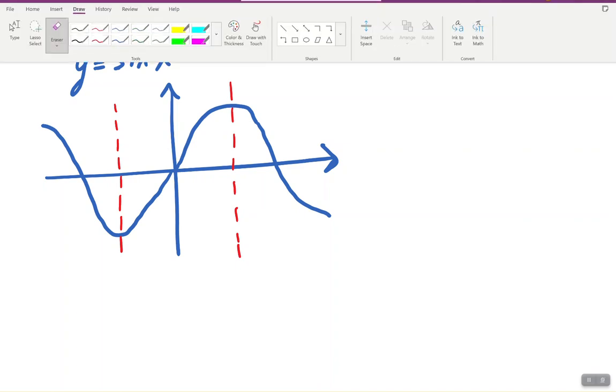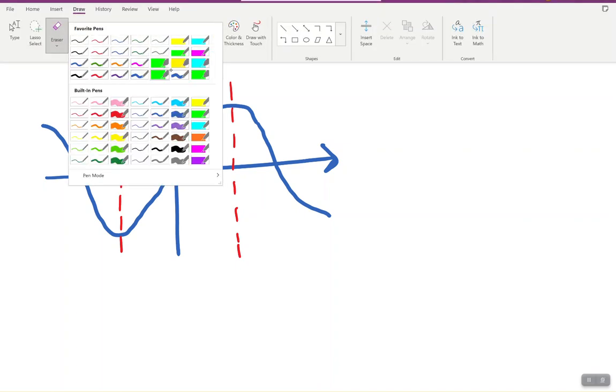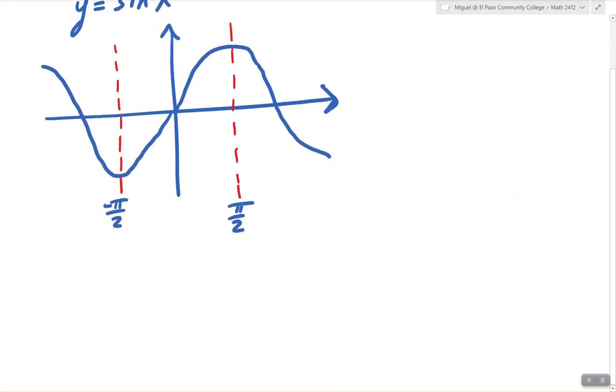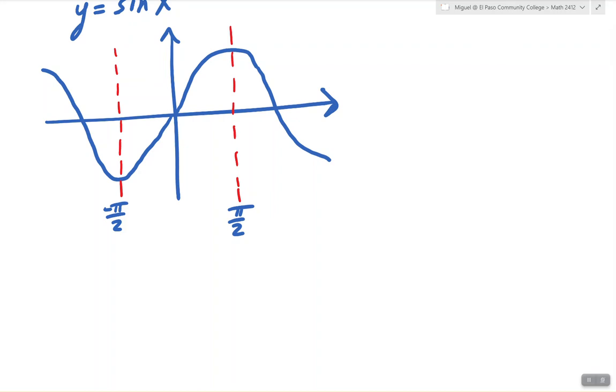So for this reason, when we work with inverse trig functions, you'll have a domain that you have to worry about. This will be from negative pi over 2 to positive pi over 2. So for this domain, we are allowed to have an inverse function, okay?